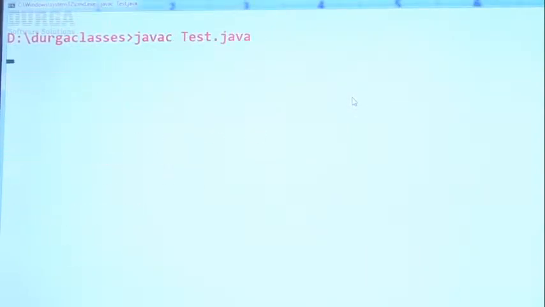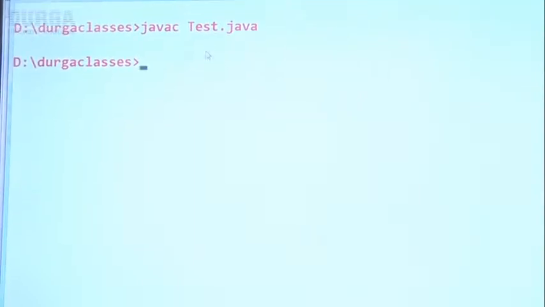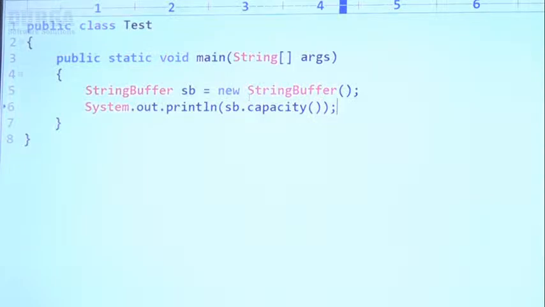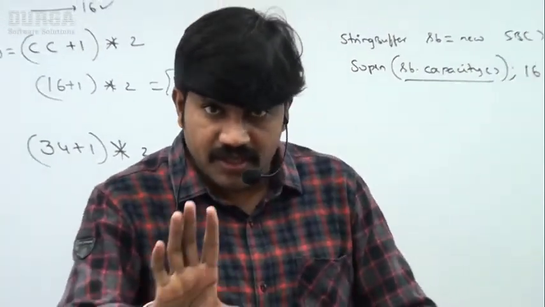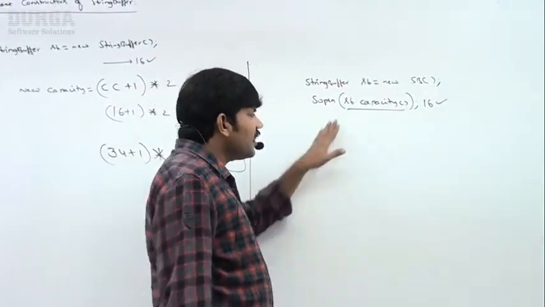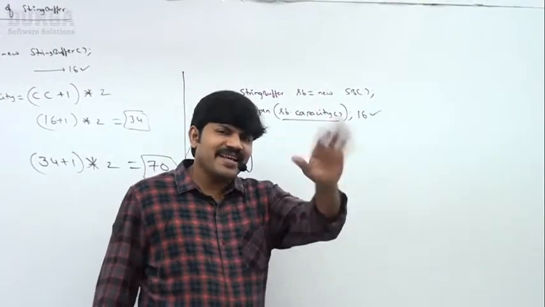The code compiles fine. And what is the output we are going to get? 16. 16 itself is the answer. So the important conclusion: the default initial capacity for the string buffer is 16. Clear? Now let me add 16 characters.